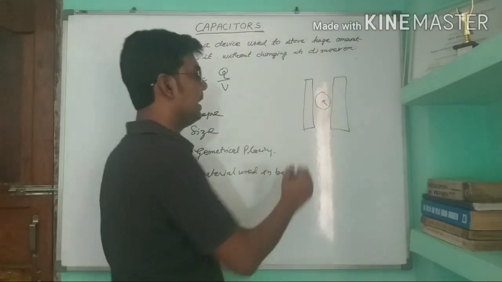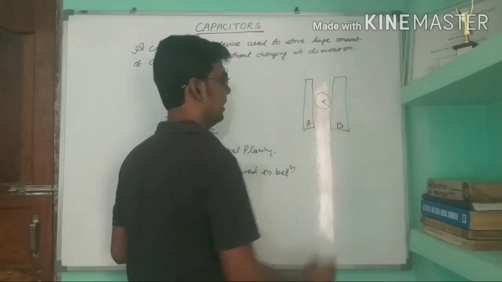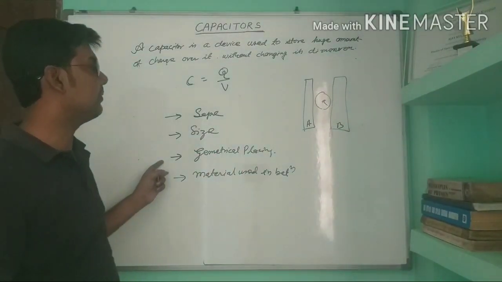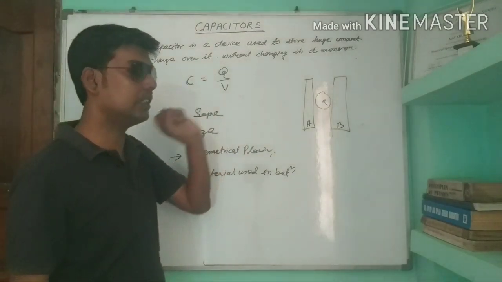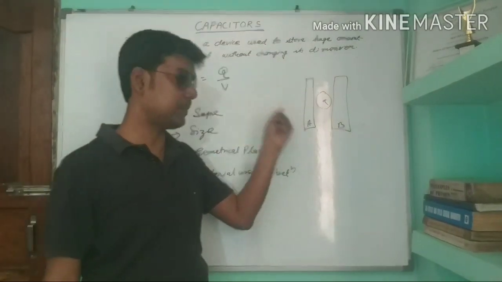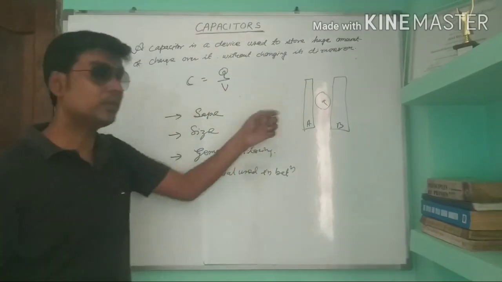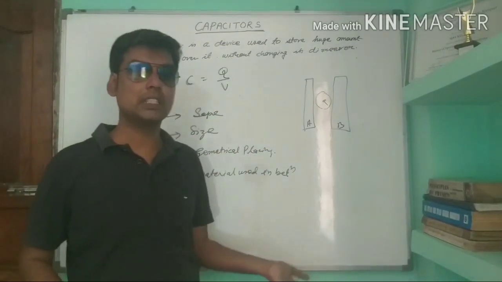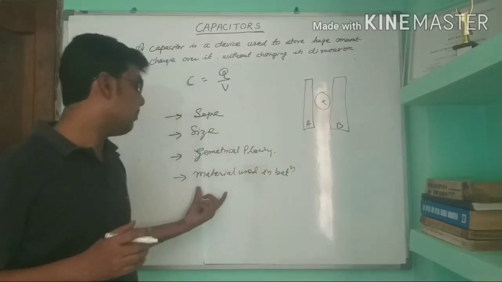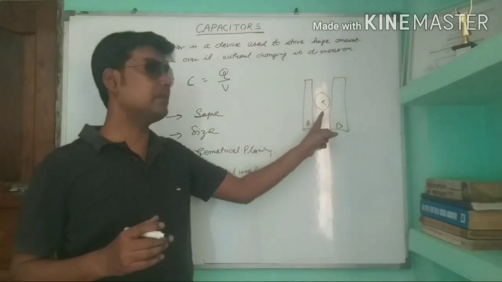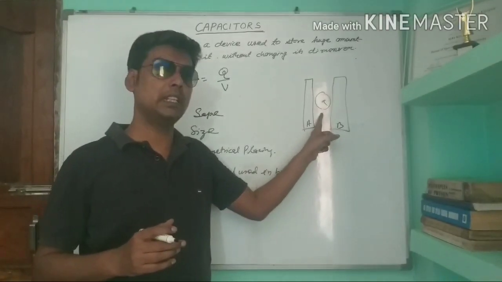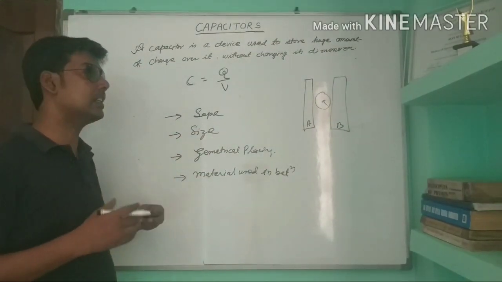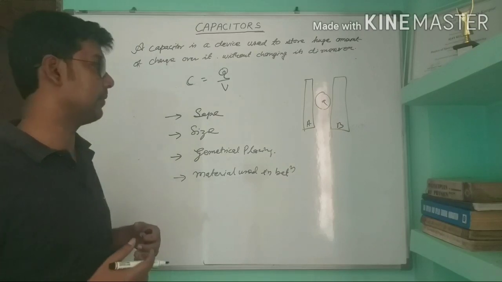So two plates A and B. The capacitance of this capacitor depends upon the shape of the plates, size of the plates, how much bigger or smaller, geometrical placing, where it is placed, and material used in between. There may be air or some other material in between. So these are the four things on which the capacitance of a capacitor depends.